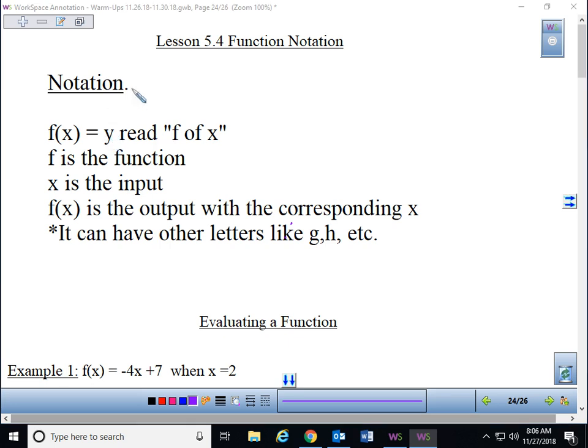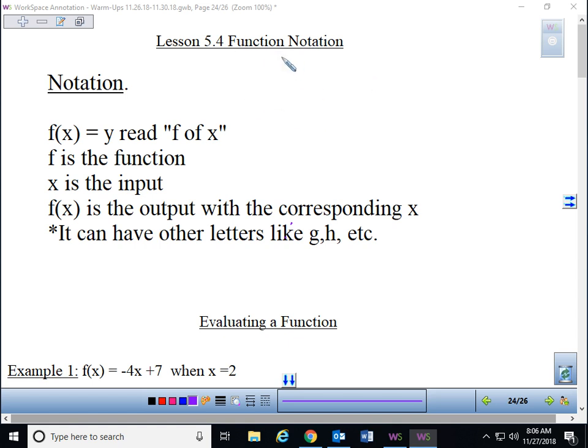Let's start off here. Notation. So we've already been talking about functions this whole chapter. A function is, well, we like to refer to it as related to an equation, but it has a special property that every input has exactly one output. Now there's going to be a new way to write it.